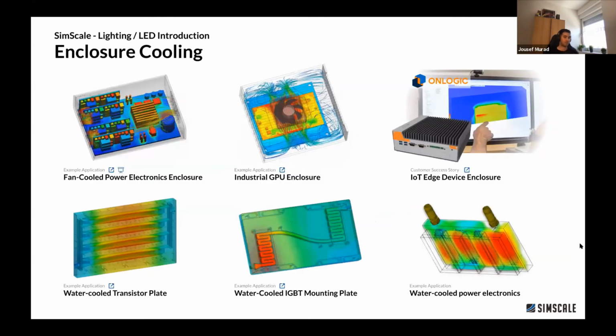Some applications before we jump to this case study. What you can see in the first row is basically the enclosure cooling, which we'll have a look at in a few seconds. What we also did is a nice simulation of a GPU enclosure. Then we have from our customer OnLogic an IoT edge device enclosure, which they simulated very efficiently. And the second row shows you the liquid cooled applications, for example, for power electronics or an IGBT mounting plate.